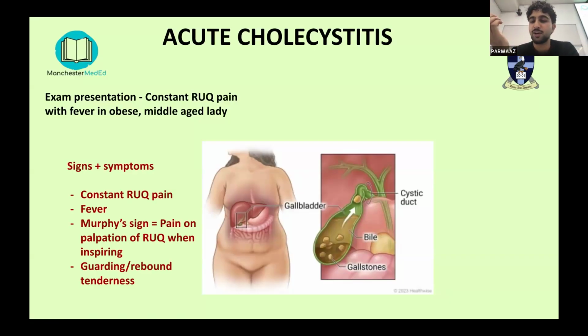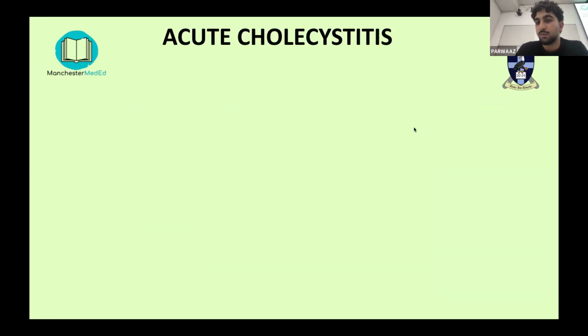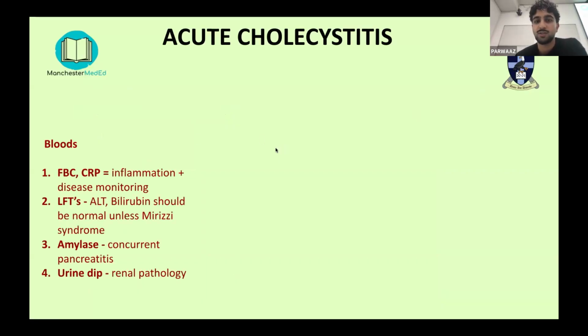Guarding and rebound tenderness only when it's a late presentation. So peritonitis, basically. And this is a good way of remembering it. 4 Fs. So fat female. Oh, I've gone off it. Anyway, fat female, 40 and fertile. So obese women, middle-aged, of childbearing age, usually are what present with cholecystitis. And the reason I say obese is usually because most gallstones are cholesterol formed. Okay, so about 90% are cholesterol. So you'll see it a lot with people who have hypertriglyceridemia.